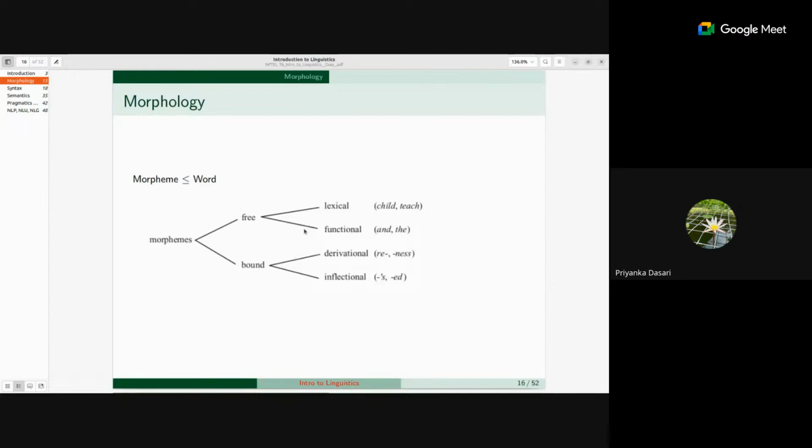When I say free morphemes, they do occur freely. They do not need any affixes to be attached to the word. Lexical, in the sense of lexical categories like nouns, adjectives, verbs. As we know since our childhood, these are the parts of speech.